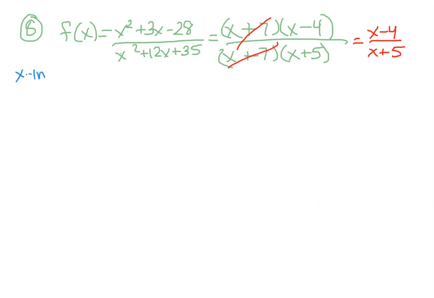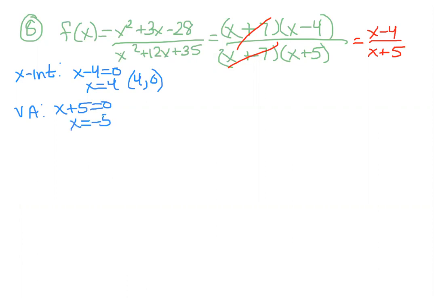X-intercept, we set the numerator equal to 0, and we get the point 4, 0. Y-intercept. Vertical asymptote, we set the denominator equal to 0, and we get x equals negative 5. Horizontal, we look at the degree. The degree of the numerator is 1, the degree of the denominator is 1, so it's the ratio of the leading coefficients, in this case 1 over 1, so it's y equals 1.